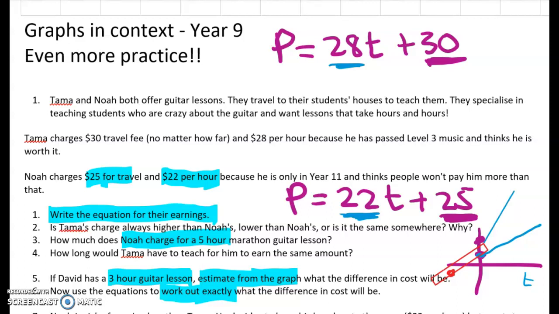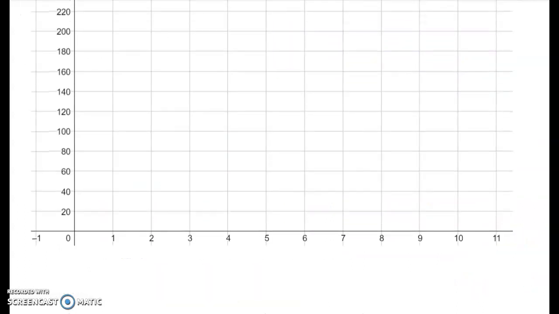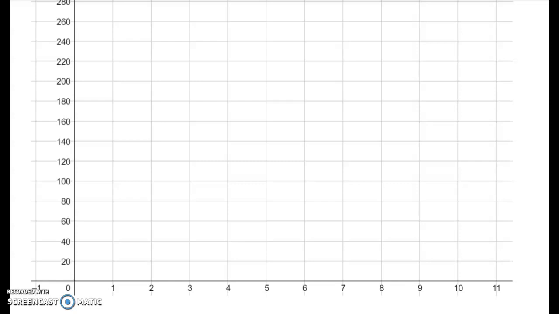So now we're going to go and we're going to draw those graphs. And you'll see that it's quite hard with numbers like this always to get them exactly right. And that's one of the reasons we want to be able to use the algebra. So first we'll do Tama's graph, 28T + 30. So let's see, well we can start easily enough at 30. We have to try and estimate where that goes. So we'll put a dot there.